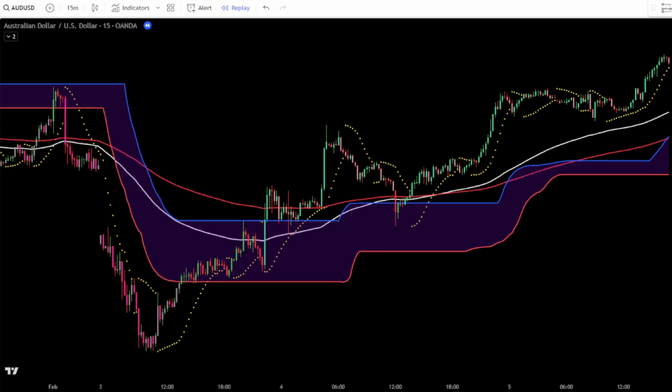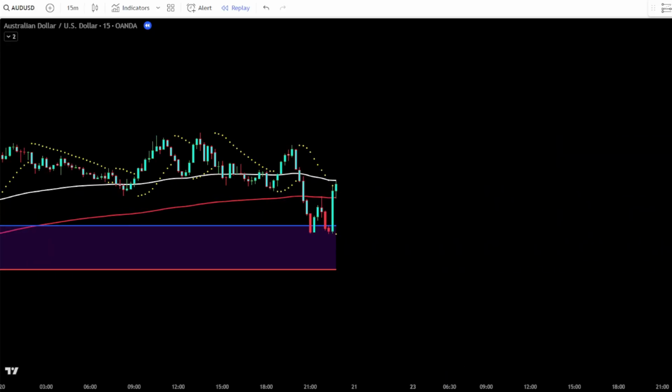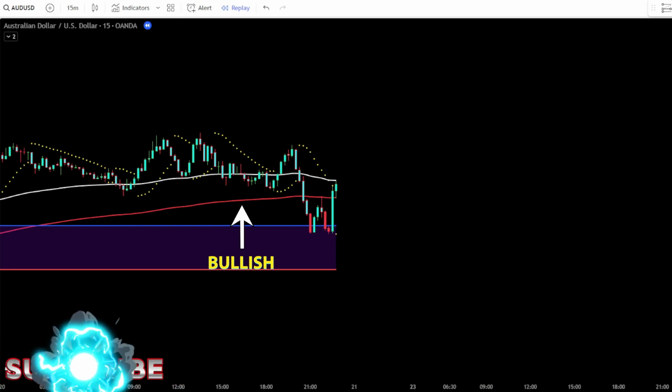Let's now discuss how to place buy and sell entries using this trading strategy. How to place a buy entry. If the 100 EMA crosses above or is positioned above the 200 EMA, this indicates a bullish trend. In this situation, you will only look for the best points to place a buy entry.